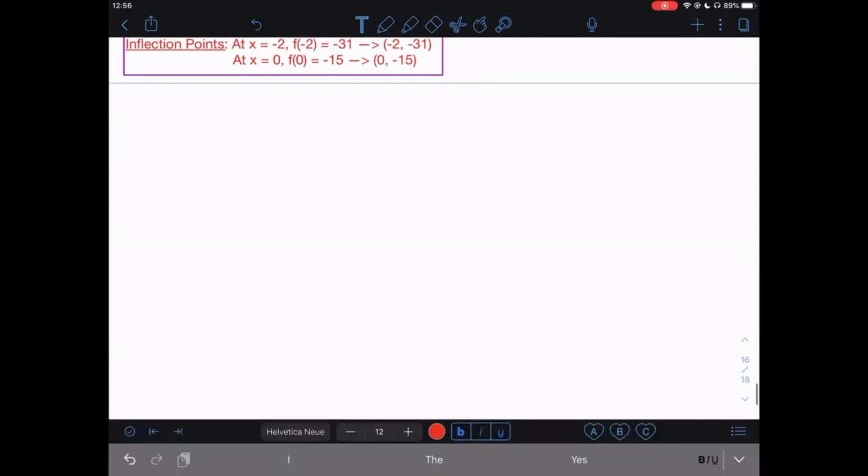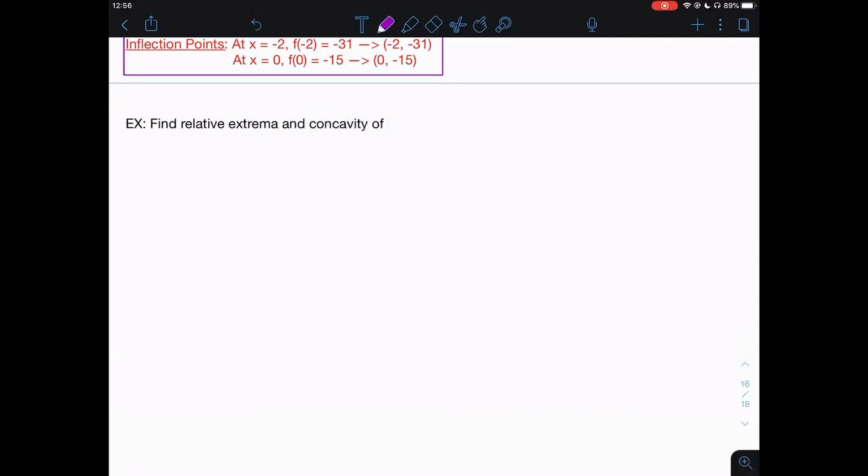Let's do one more here. So again, let's find the relative extrema and concavity of f of x. We've done polynomials. Let's do a rational, where f of x is equal to x divided by x squared minus 1.